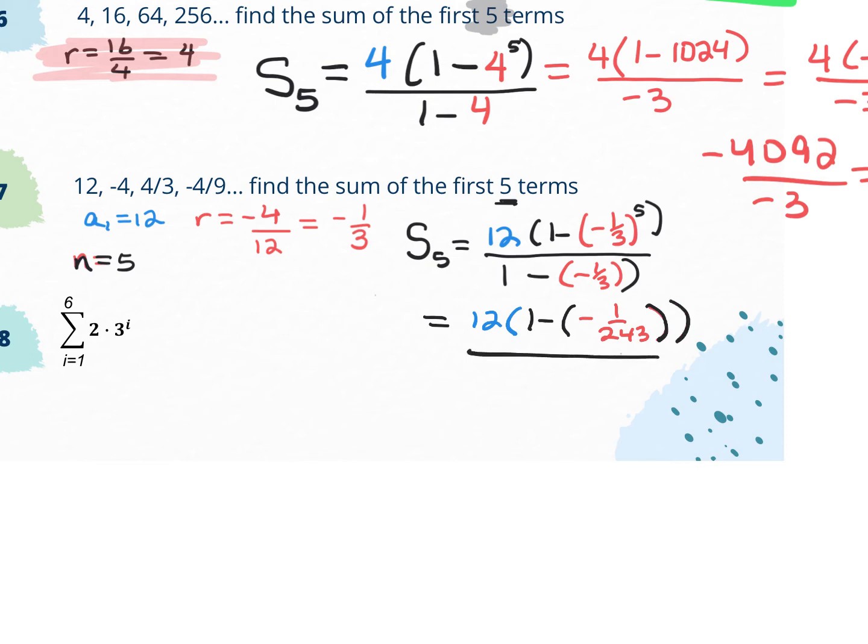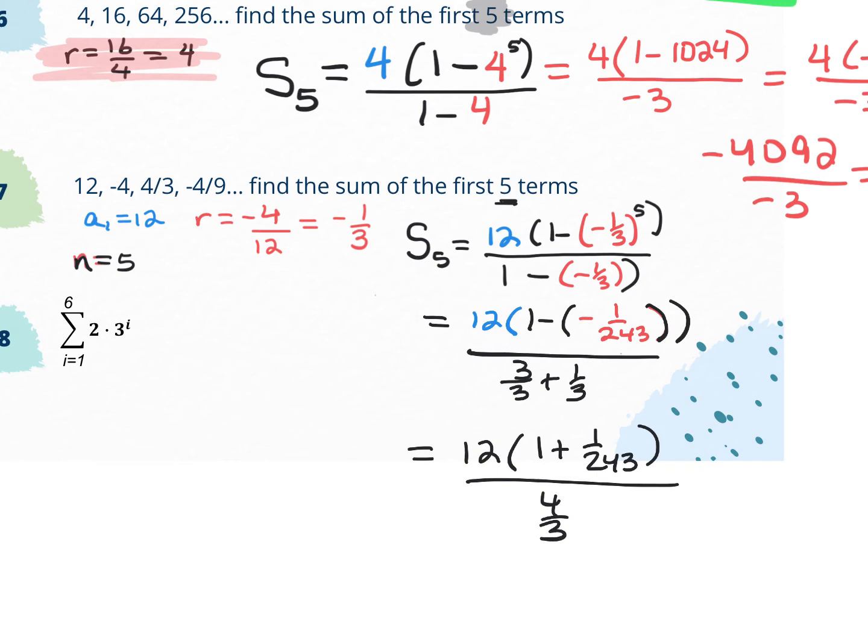And then I'll go ahead and add the bottom. This can become a plus sign, so I can change my whole number 1 into 3 over 3 plus 1/3. So now 12 times 1 plus 1 over 243 over 4/3. I need to add what's in the parentheses.